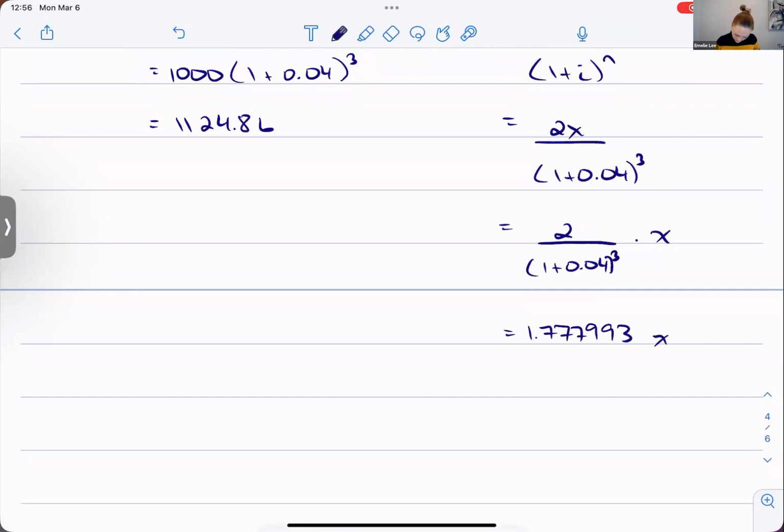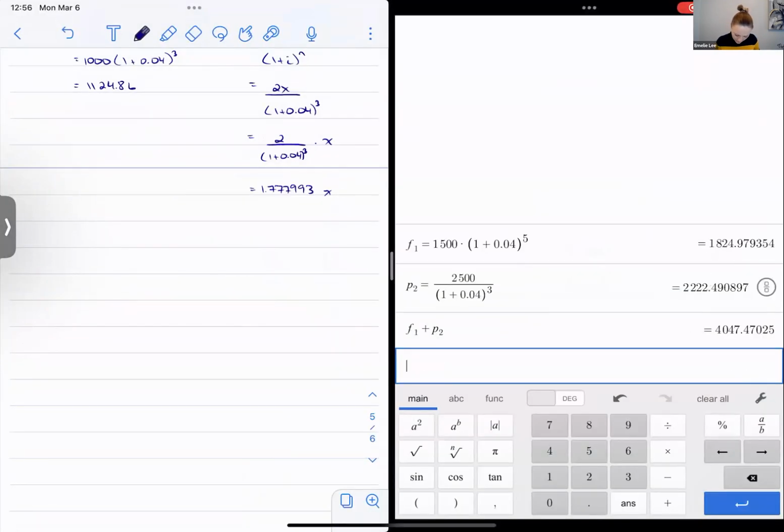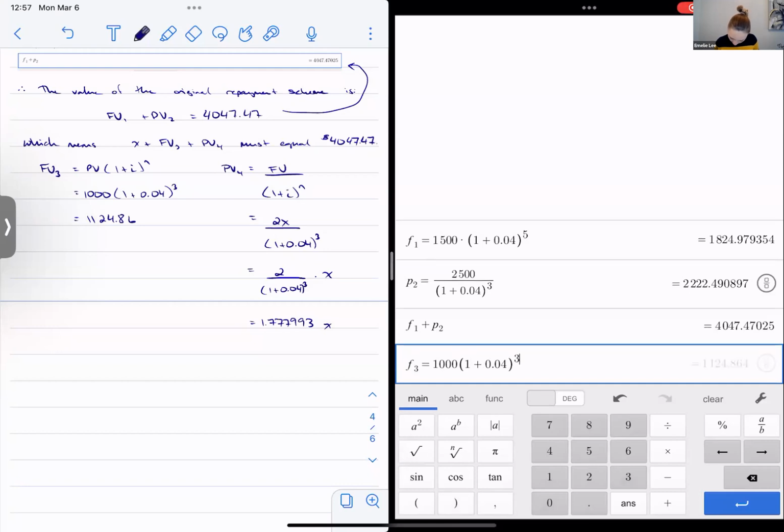Now I'm going to confirm that with the calculator here. Let's see if I can do it side by side. So F3 is equal to, using that same notation, just in case I want to. This is the equivalent of storing things on your calculator, right? And so then I have 1000 times bracket 1 plus 0.04 bracket to the power of 3. 1124.86. Good.